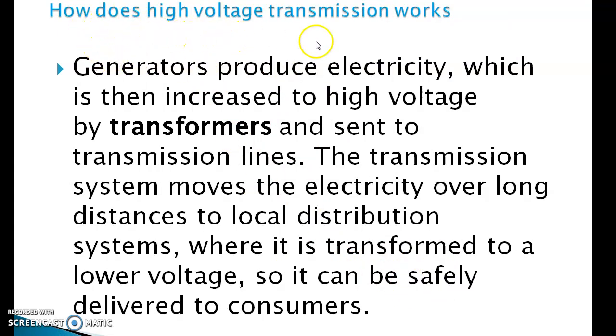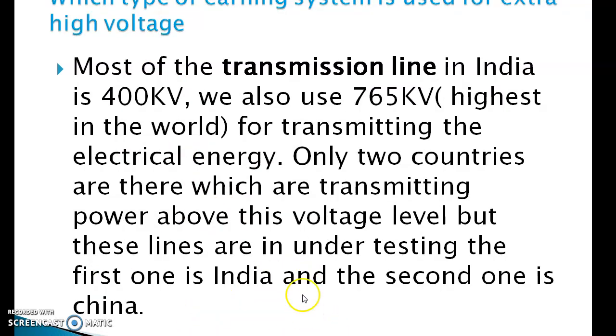Next, how does high voltage transmission work? The generators produce electricity which is then increased to high voltage by transformers and sent to transmission lines. The transmission system moves the electricity over long distances to local distribution systems where it is transformed to a lower voltage so it can be safely delivered to the consumers.